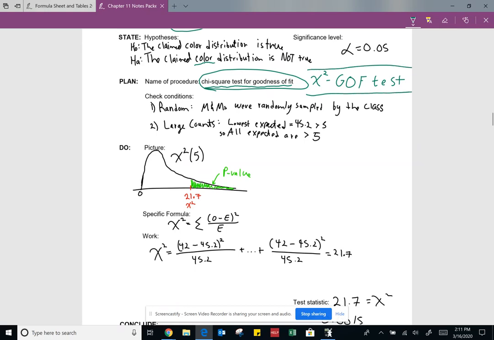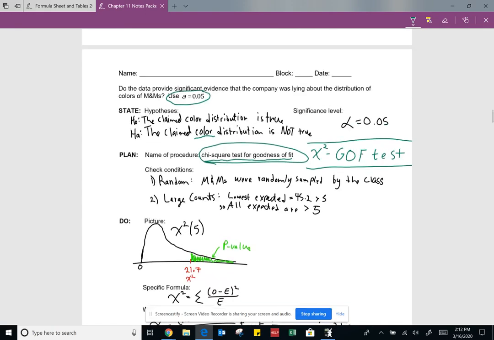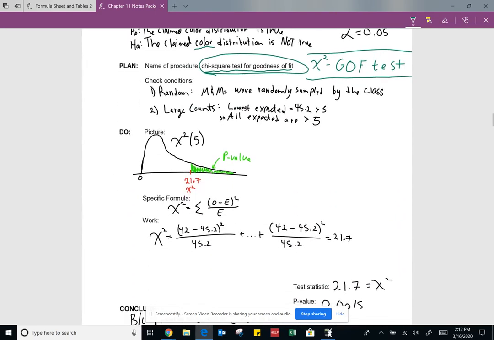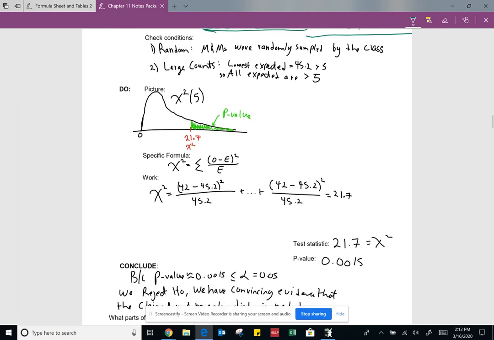So the conditions, random. Well, the M&Ms were randomly sampled by my class last year. And for large counts, we would just check that the lowest expected value is greater than 5, which we found is true for brown and red. Therefore, all expected are going to be greater than 5. The picture, well, we have a chi-square distribution, so it better not look normal. It's got to be skewed to the right with a degrees of freedom of 5, and so that's what this chi-square 5 is right there.